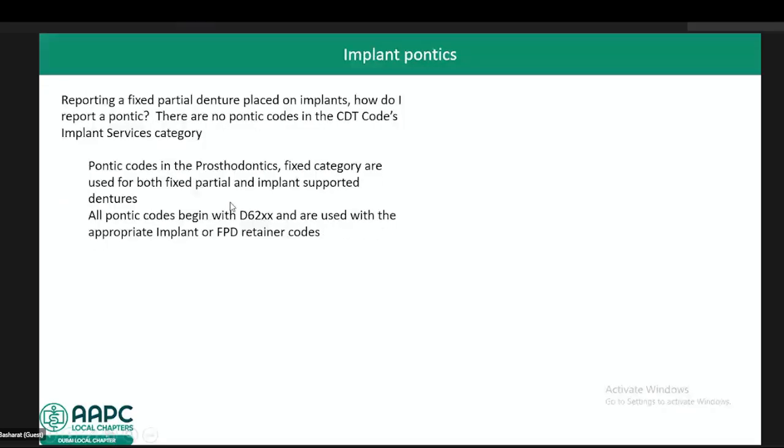Okay, implant and Pontic. Reporting a fixed partial denture placed on implant. How do I report Pontic? There are no Pontic codes in the CDT implant service category. Pontic codes are in the prosthodontics fixed category and are used for both fixed partial and implant supported denture. All Pontic codes beginning with the D62 series are used with the appropriate implant, as per the written report.